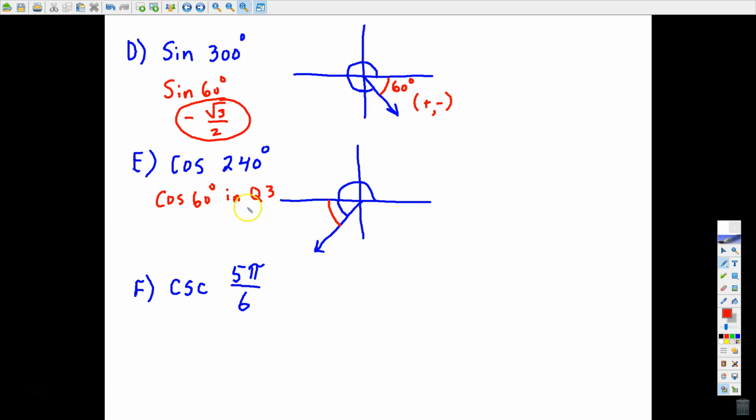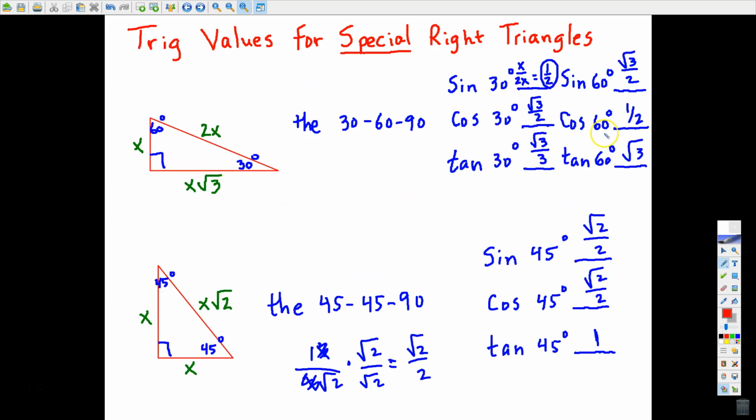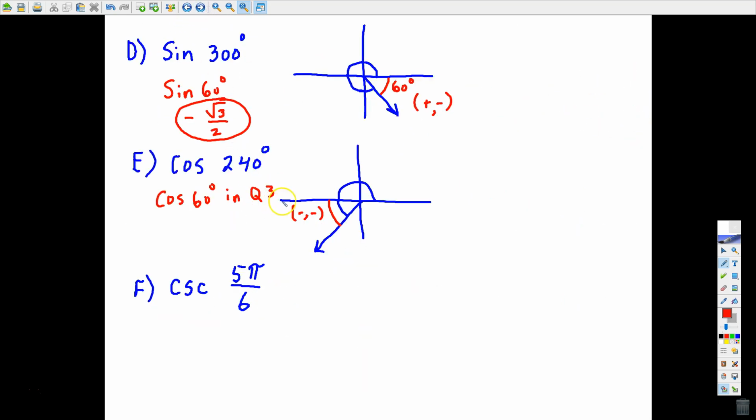And in quadrant 3, cosine is negative. Sine is negative also. Okay, so let's go back to our special right triangle. Cosine 60 is 1/2. But since it's in quadrant 3, cosine has to be negative. I'm going to make it negative 1/2.